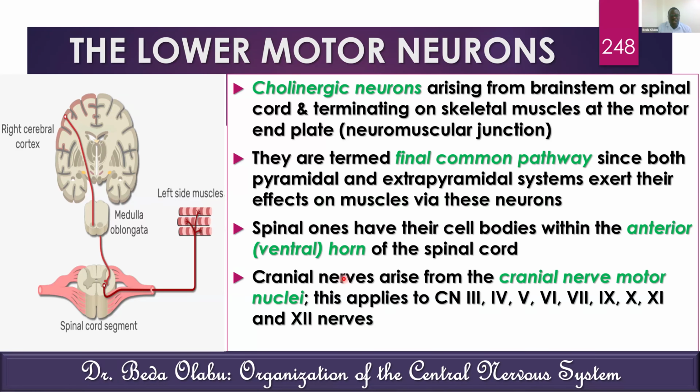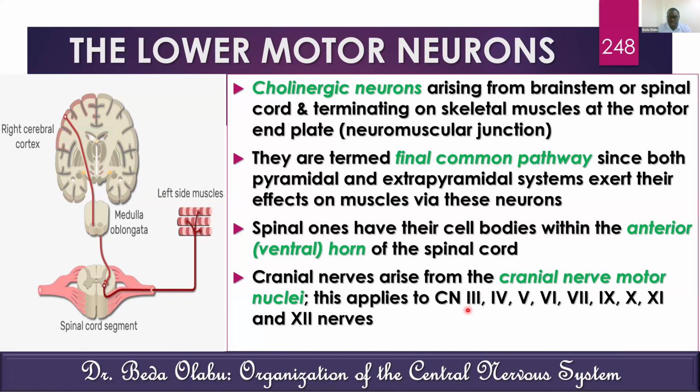That's different from the cranial ones. The cranial ones will arise from the cranial nerve motor nuclei. And that applies to those nerves we talked about, oculomotor, trochlear, trigeminal, especially the mandibular division of trigeminal, the abducens, the facial nerve, the glossopharyngeal, vagus, and cranial accessory arise from nucleus ambiguus, remember, so this one nucleus giving rise to those three, and then you have the nucleus of hypoglossal.